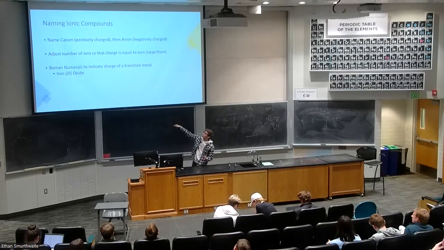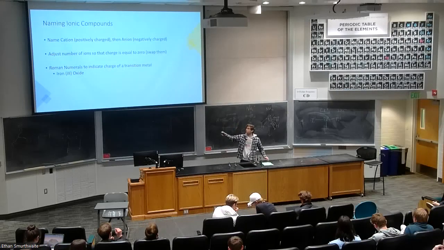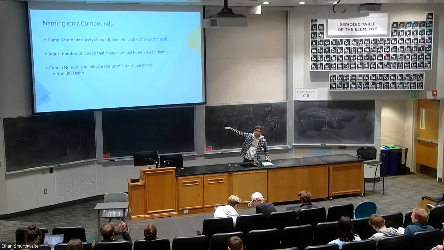Oh yeah, this last one, for transition metals, anything in here, you're going to see Roman numerals, and you should be able to do the Roman numerals now. Roman numerals just mean the charge of the cation. So this is Fe3.